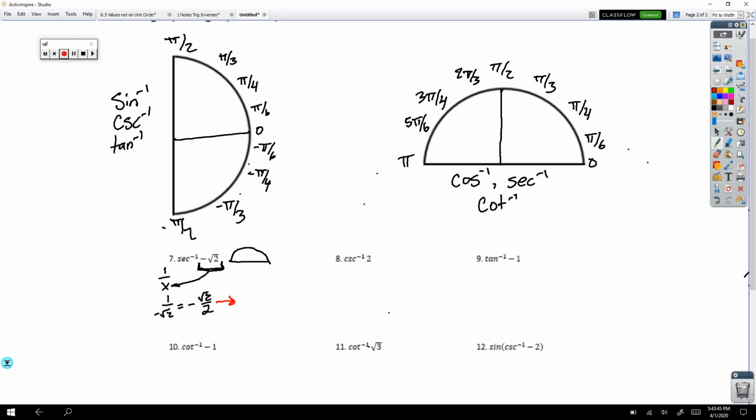So now it just becomes like what we did on the first 6 problems. Cosine of what angle is going to give me negative root 2 over 2 as an x value? So quadrant 2, square root of 2 over 2 goes with my pi over 4s. So that means my answer is going to be 3 pi over 4.